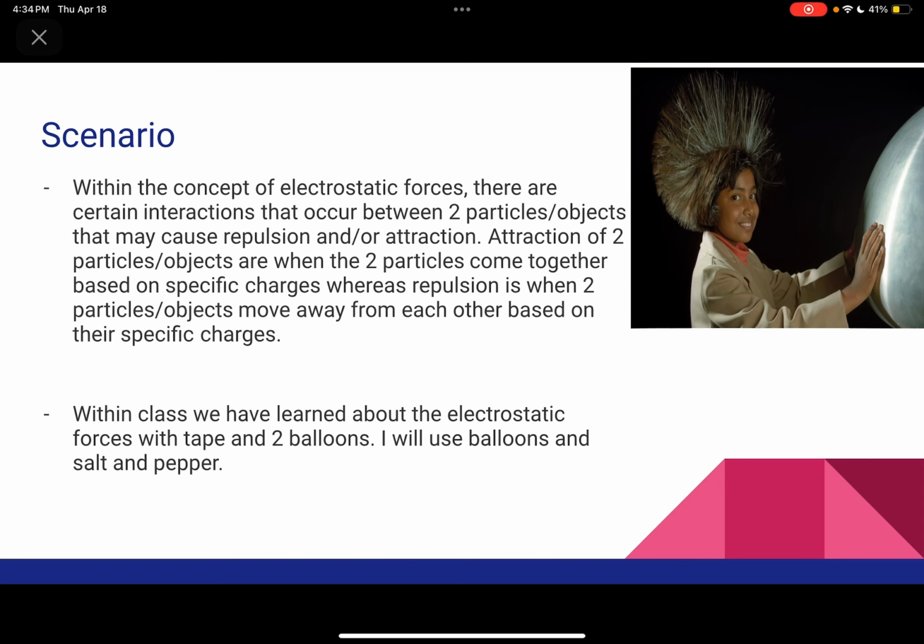What's cool about this is in class we learned about electrostatic forces with tape and two balloons, basically by charging it and seeing what it does to the same object. I will use balloons and salt and pepper.